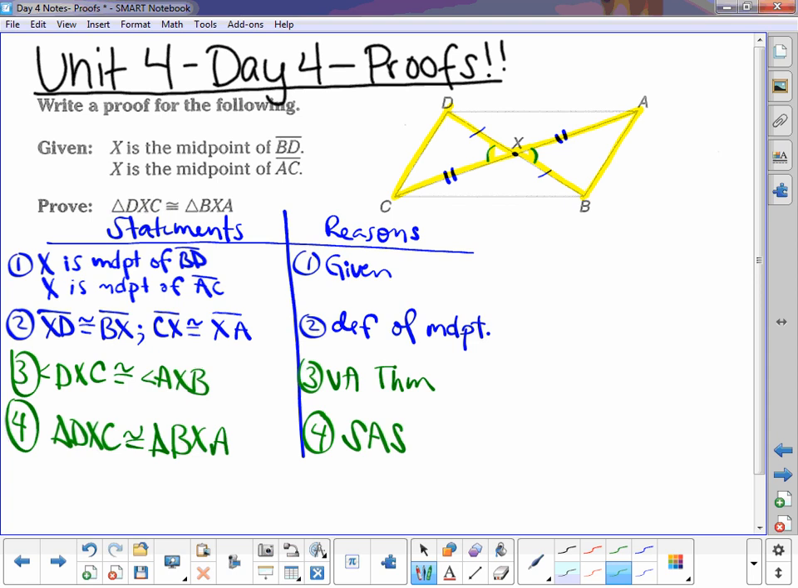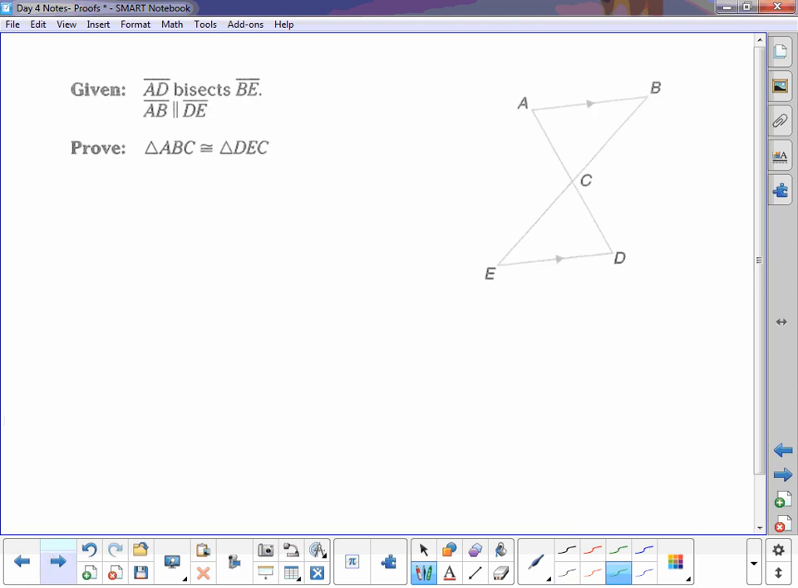All right. Let's go and take a look at our next one. I'll give you a moment to copy this down. So we have AD bisects BE, and AB is parallel to D.